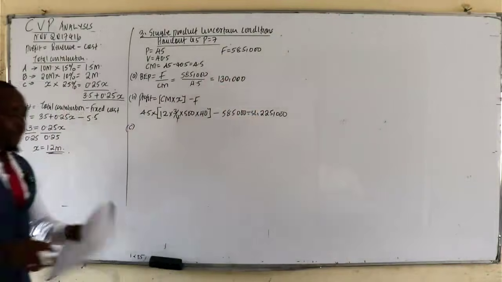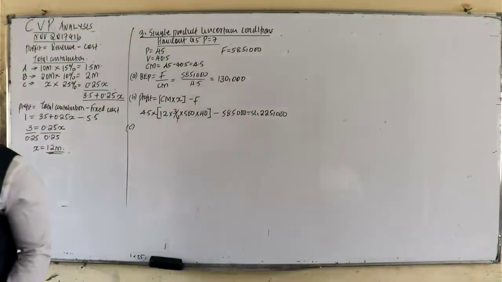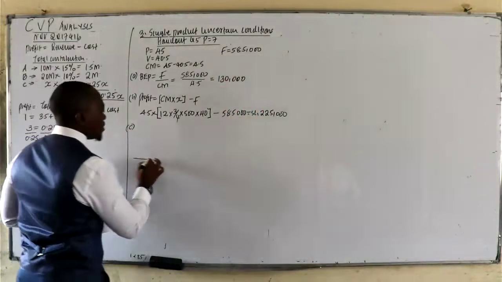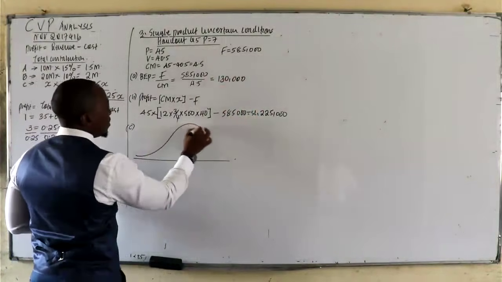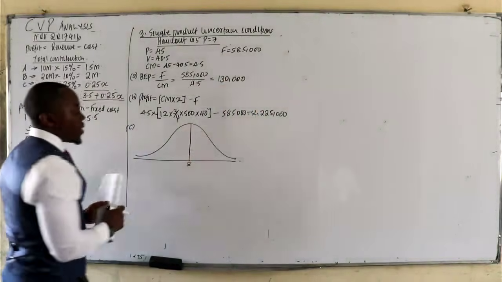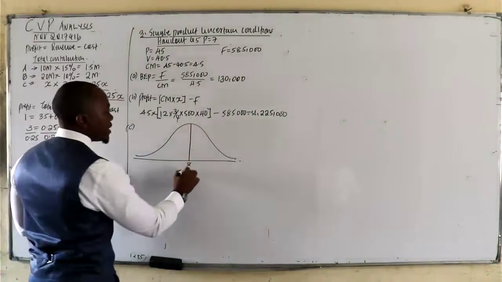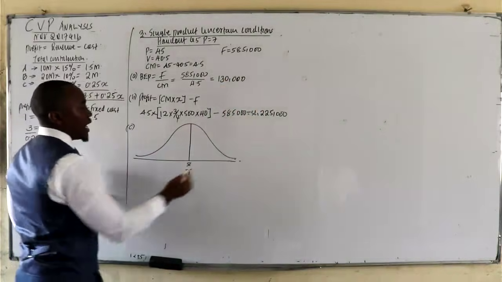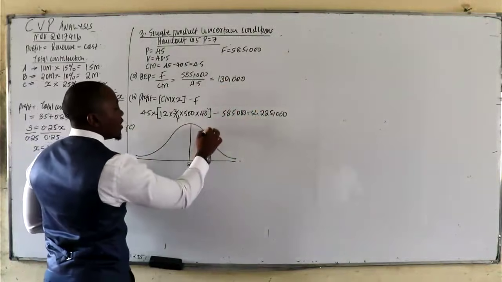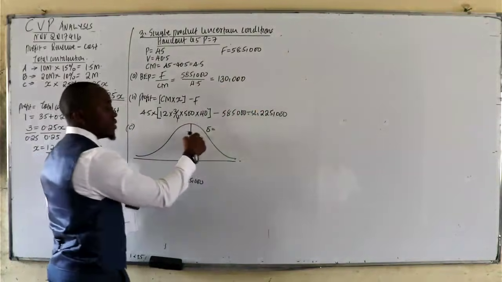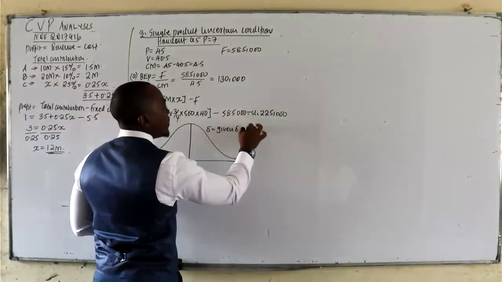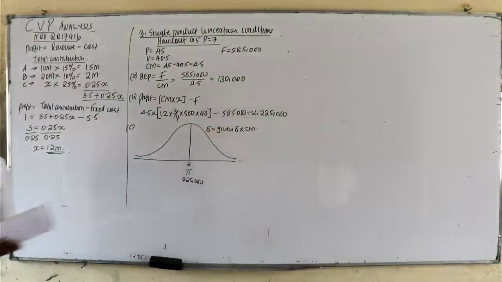Number C. Calculate the probability. Whenever you see the probability, that's where the normal distribution concept will be applicable. Now to the normal distribution, here we have the X bar. Our X bar, in this case, will represent our average profit, which is 225,000. Then to get the standard deviation, you take the given standard deviation and multiply by the contribution margin.